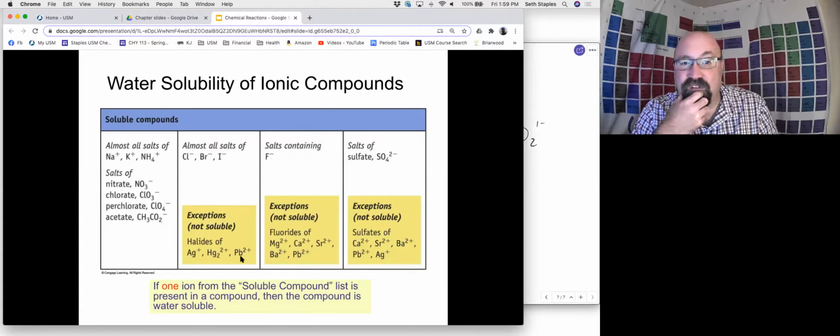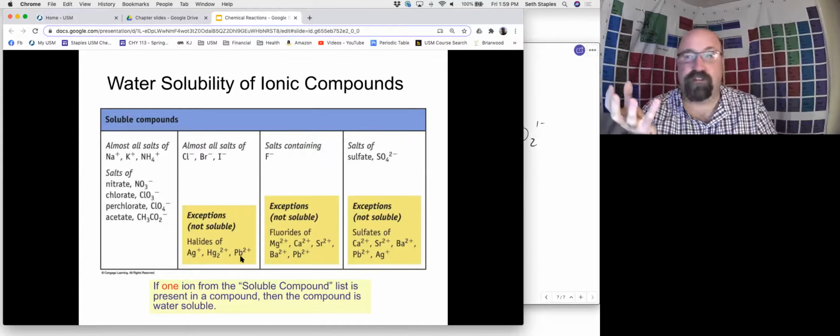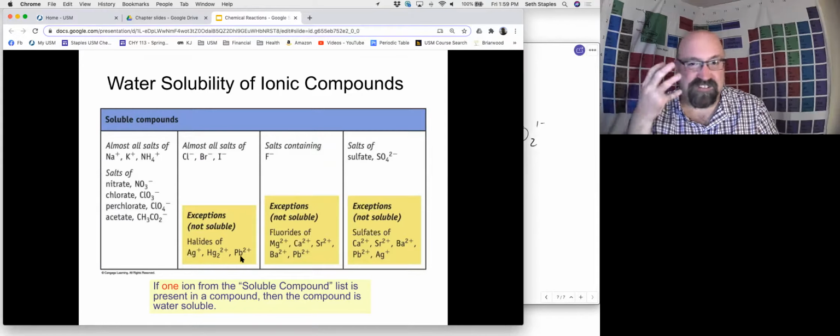In other words, silver chloride, not soluble. So even though most chlorides are soluble, silver chloride is not. Put silver chloride into water, it's just going to sit there as silver chloride. It is not going to dissolve. Put some lead iodide in water, not going to dissolve. It's just going to sit there. That's an exception to this rule.